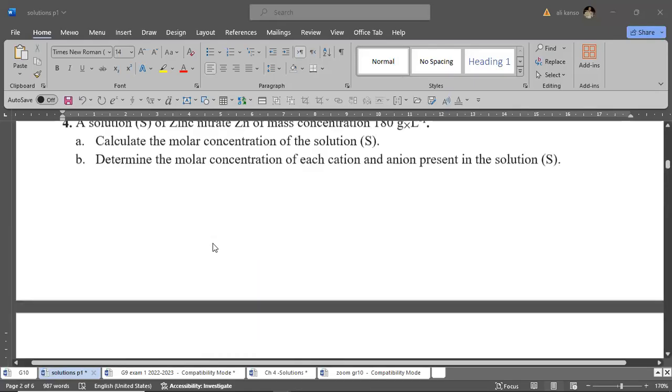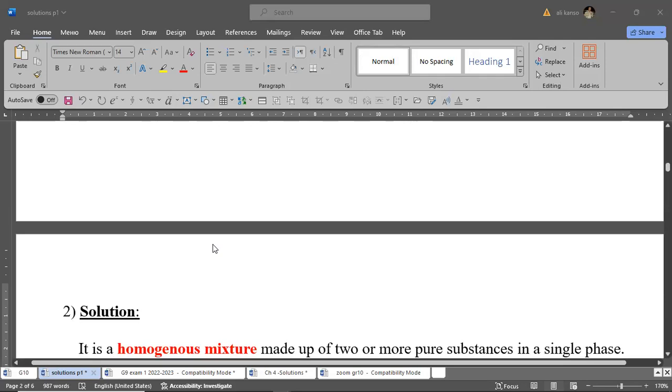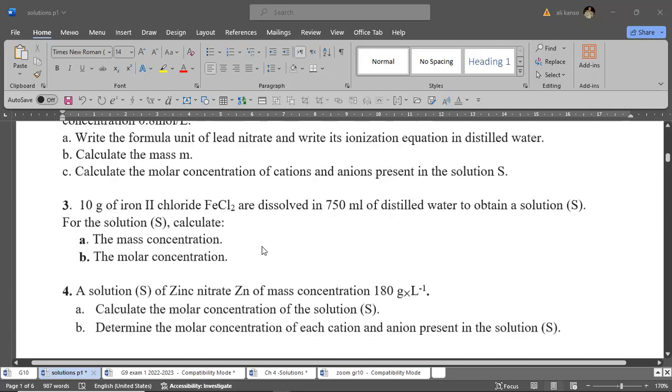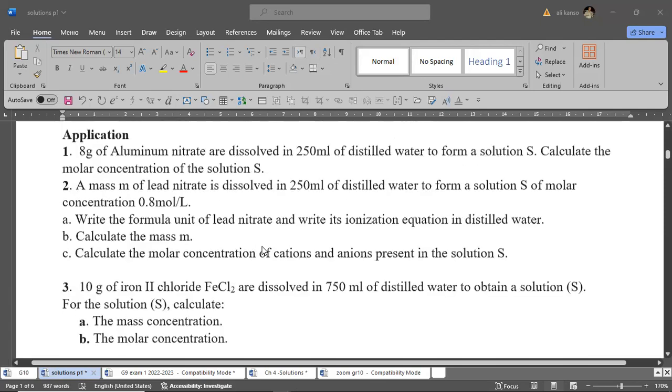Our chapter today is called water. Water is a universal solvent. We can use water to dissolve many substances. We can dissolve salts, sugars, acids, and bases. So our lesson is about the solution.